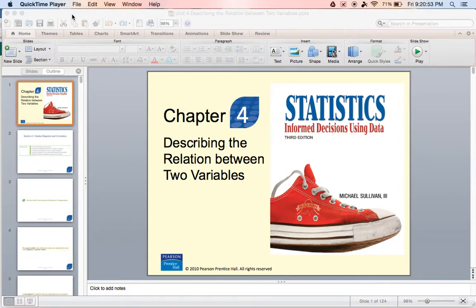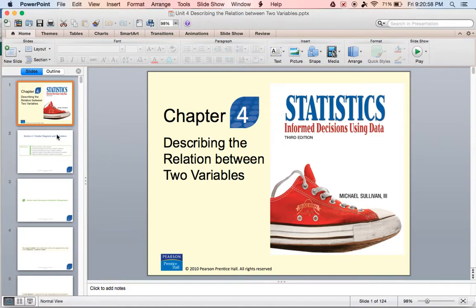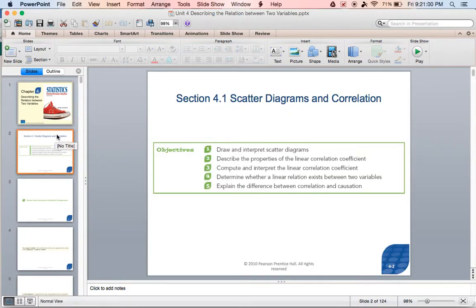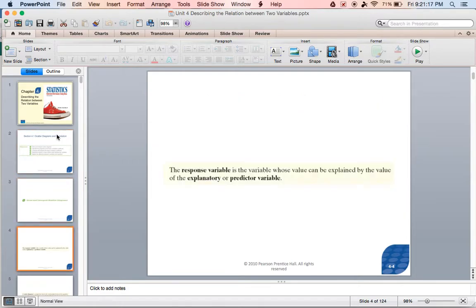We're going to describe the relation between two variables. Some of the objectives for this section are: we're going to draw and interpret scatter diagrams, look at the linear correlation coefficient, determine if there is a relationship between two variables, and then the difference between correlation and causation. Key definitions that you would want in your notebooks are the response variable and the explanatory variable.